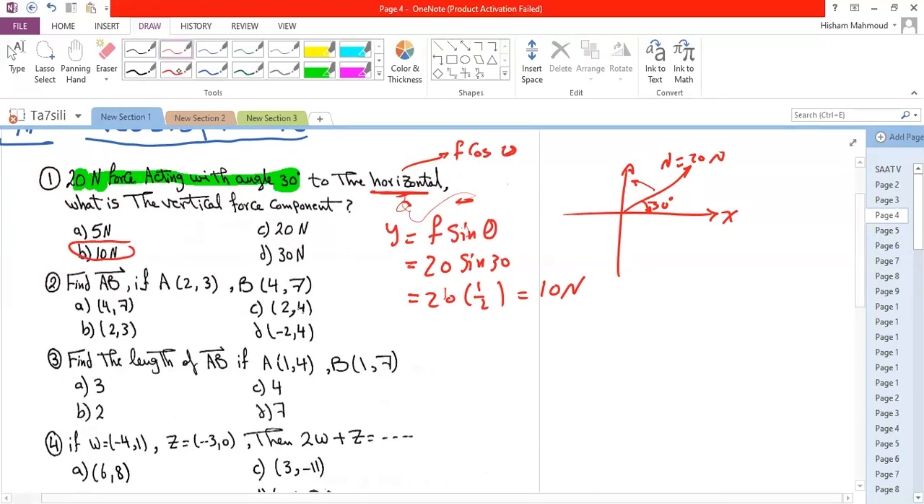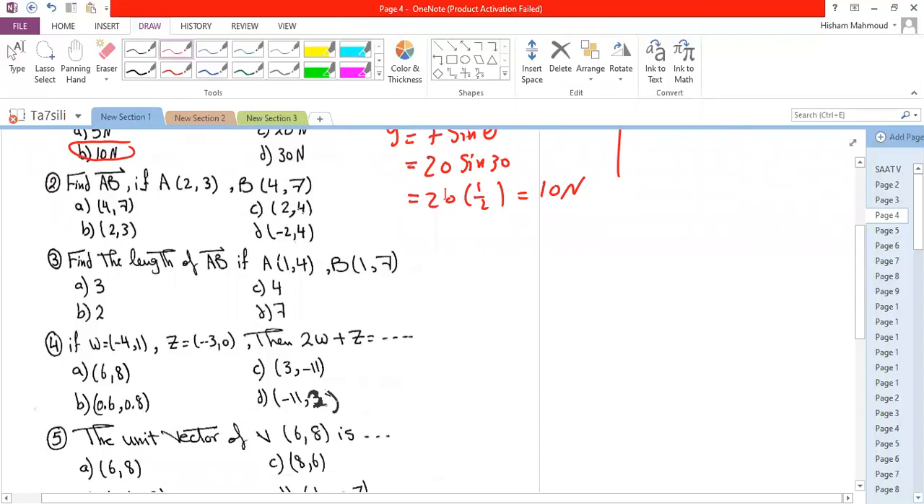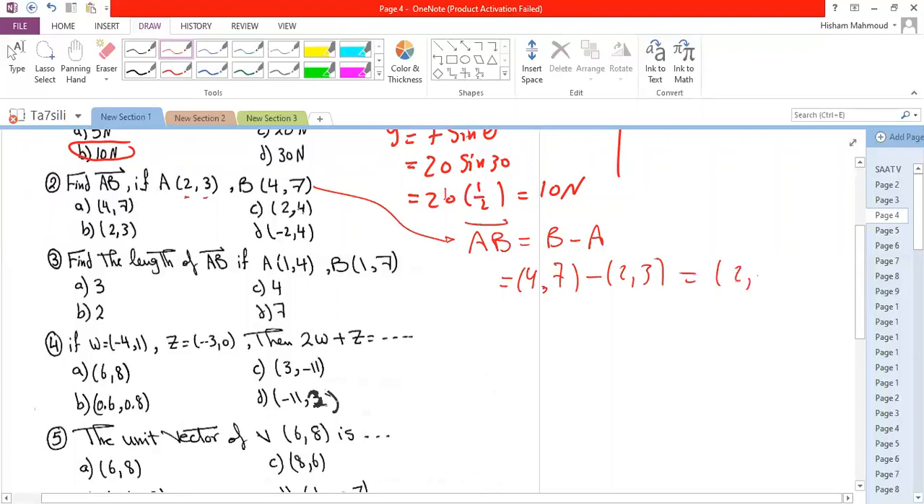For number two, find the AB vector. It means find the magnitude and direction of the vector if the starting point is A, 2 and 3, and the end point is 4 and 7. To find the AB vector, we calculate B minus A. So you can calculate it as (4, 7) minus (2, 3), which is equal to (2, 4).